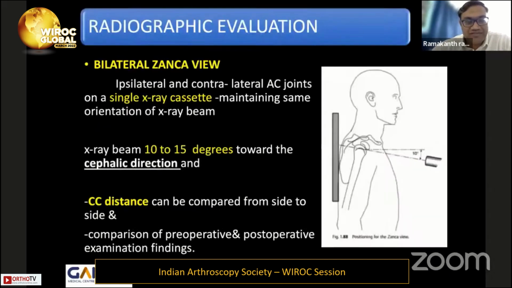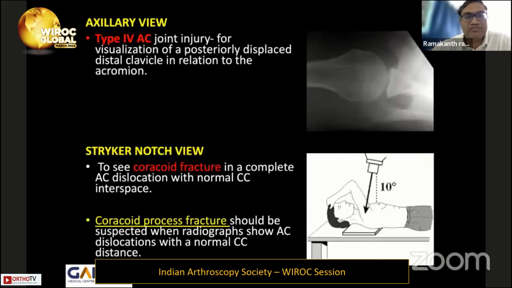In the bilateral Zanca view, the beam is tilted 10 to 15 degrees in a cephalad direction, and it can identify the CC distance and compare it to the opposite side, and also we can compare the preoperative and postoperative CC distance. The axillary view will help in identifying the type 4 dislocation, where the clavicle might be buttonholed into the trapezius, and the Stryker notch view, when the pain is out of proportion, will help in identifying the coracoid process.